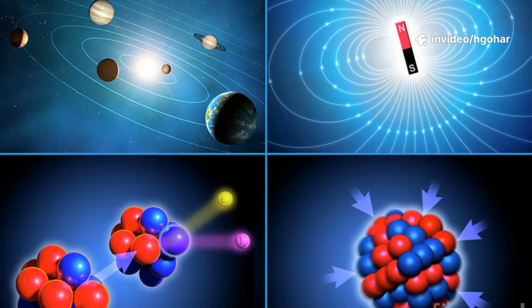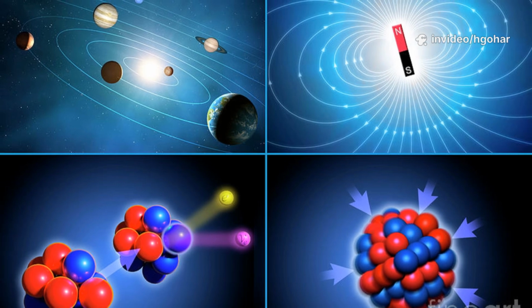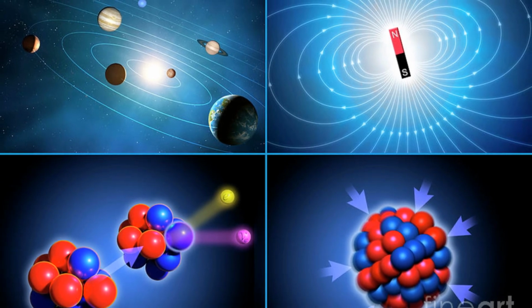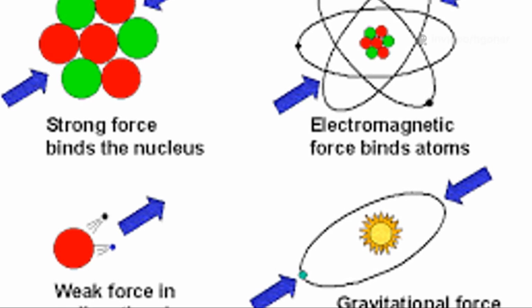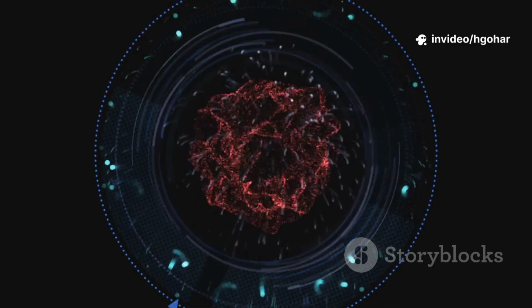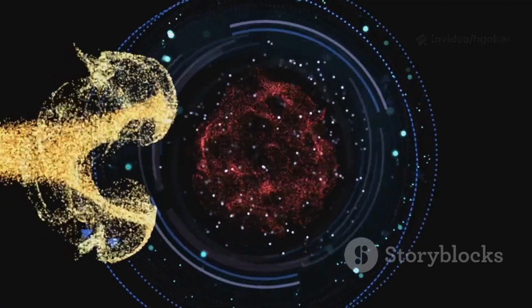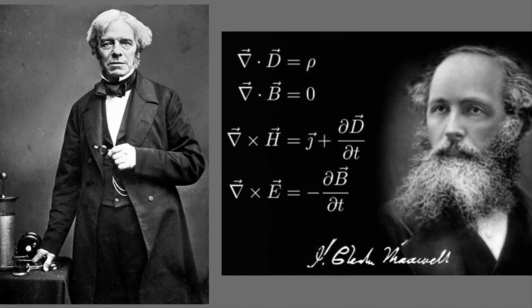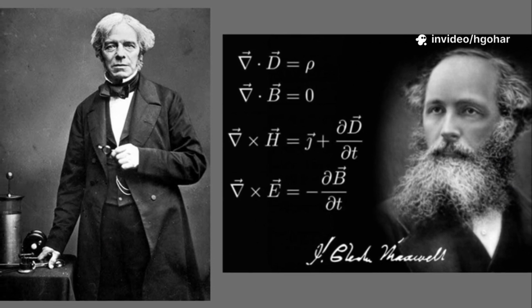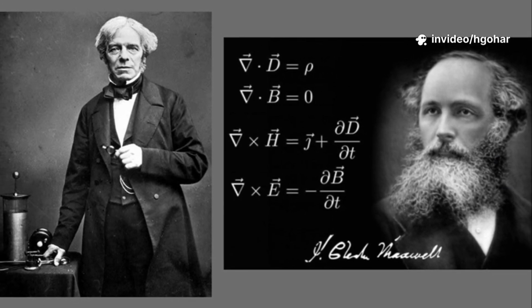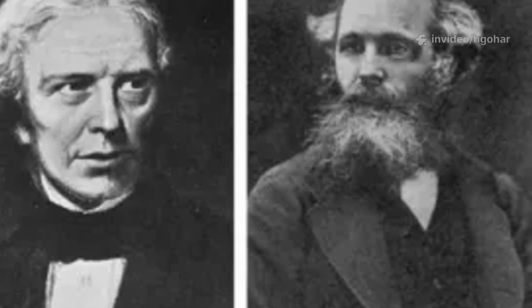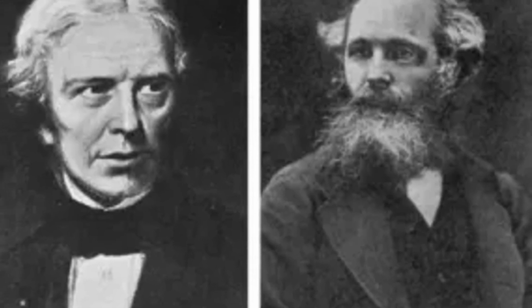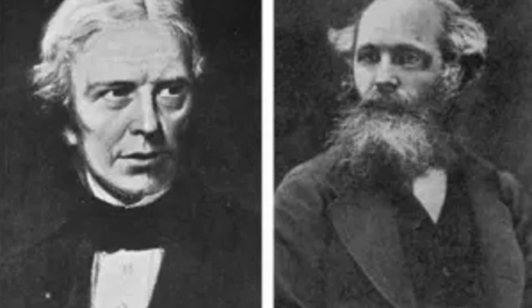In physics, unification refers to the attempt to describe all fundamental forces within a single theoretical framework. The electromagnetic, gravitational, strong nuclear and weak nuclear forces are the four fundamental interactions currently known. Unification seeks to explain these forces as different aspects of a single, more fundamental force. Historically, scientists such as James Clerk Maxwell unified electricity and magnetism into electromagnetism, and Albert Einstein attempted to unify gravity with electromagnetism. The ongoing search for a unified theory continues to be a central goal in modern physics.